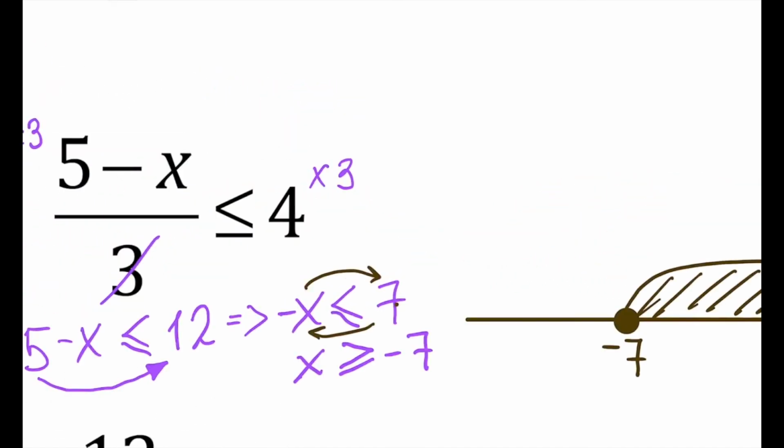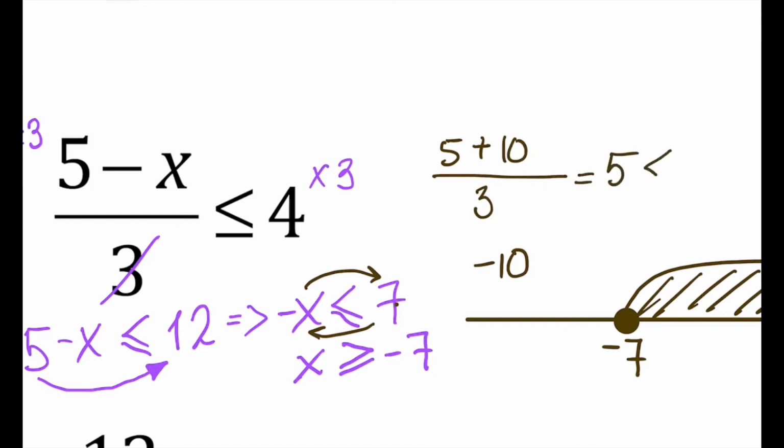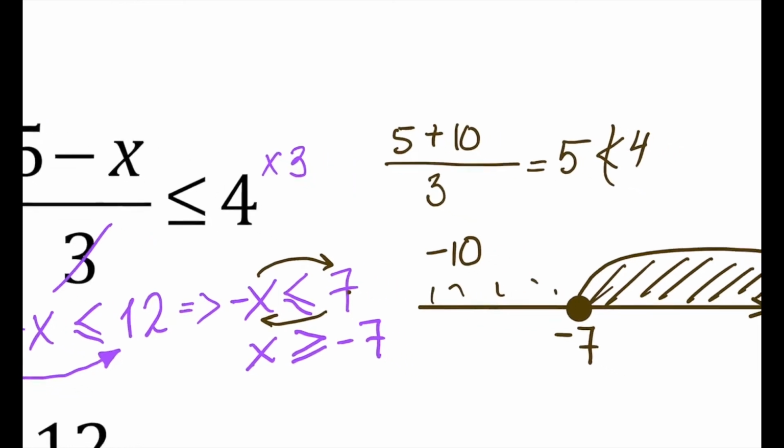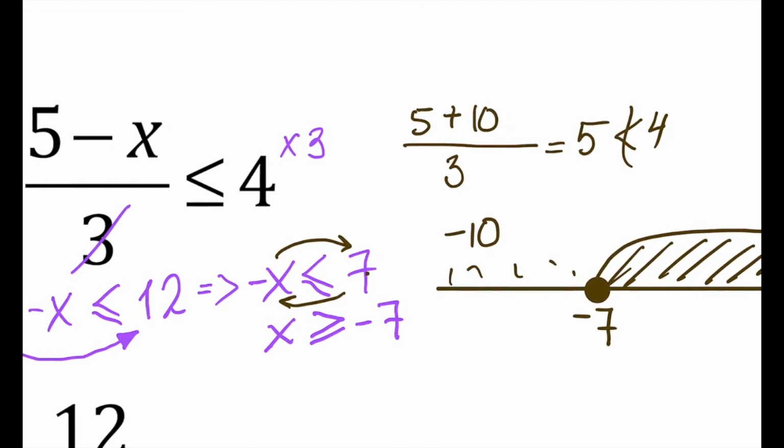And again, let's check. Let's say I chose negative 10. Then 5 plus 10, because it's negative over negative, over 3, that's going to be 5. And 5 is not less than 4. So nothing over here is included. At the same time, if I use, let's take a 5. 5 minus 5 over 3 is less than 4. Yeah, 0 is less than 4. So that's good. That's how we solve inequalities.